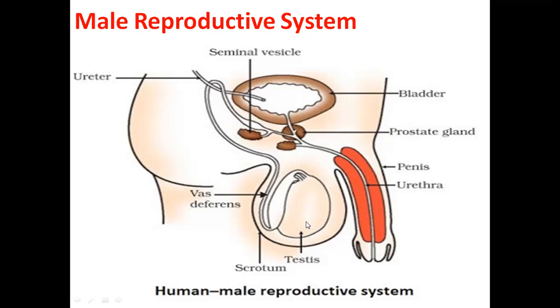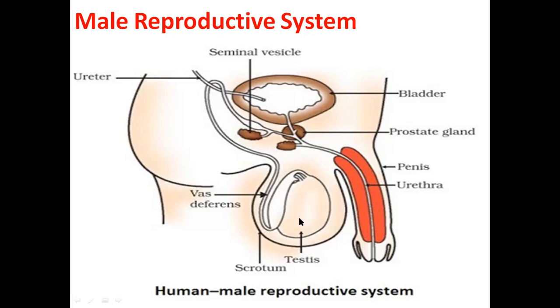Why do the testes remain outside the abdomen cavity? This question must arise in our mind. It is just because the germ cell, which we can call sperm, is generated at a lower temperature than the normal body temperature. We know that in the human body the normal body temperature is 37 degrees Celsius, at which this germ cell cannot be generated. Hence this temperature we need to maintain to generate the germ cell, or we can call it the sperm cell.